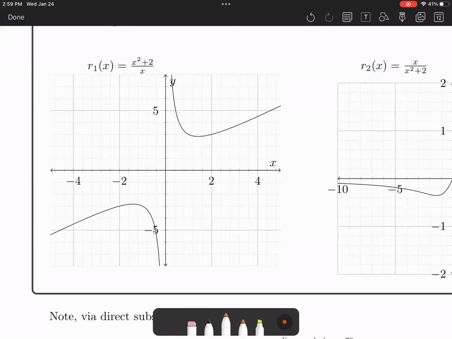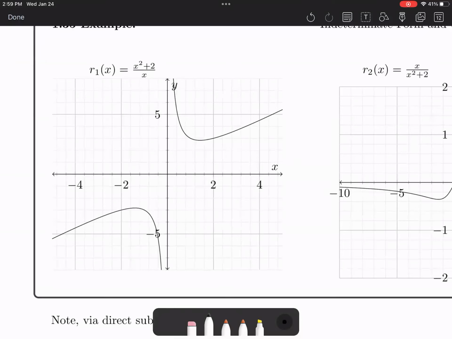So let's think of the first rational function here. Now, x squared plus 2 divided by x is a nice continuous function, except at 0. But here I want to take the limit as x travels to positive infinity. And if we attempt direct substitution, we end up with infinity plus 2 over infinity, or infinity over infinity. That is an indeterminate form. So the limit may or may not exist.